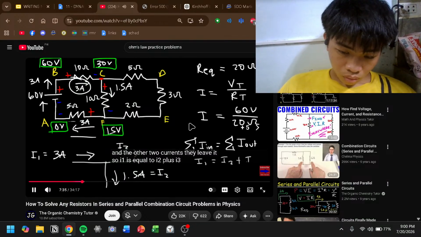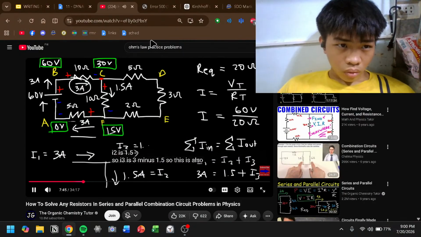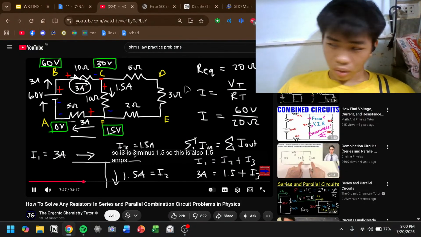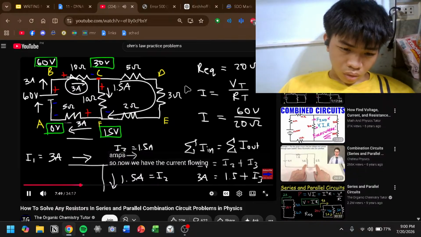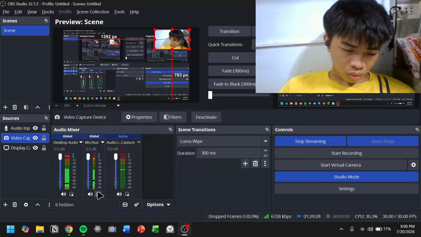So I1 plus I2... so I3 is 3 minus 1.5. So this is also 1.5 amps. So now we have the current flowing through the remaining 3 resistors. So I'm just going to put it here, 1.5 amps.